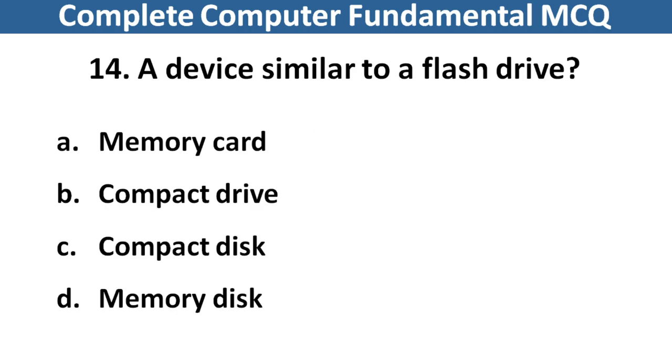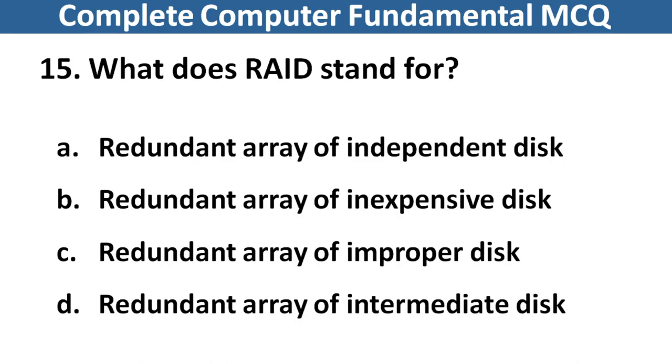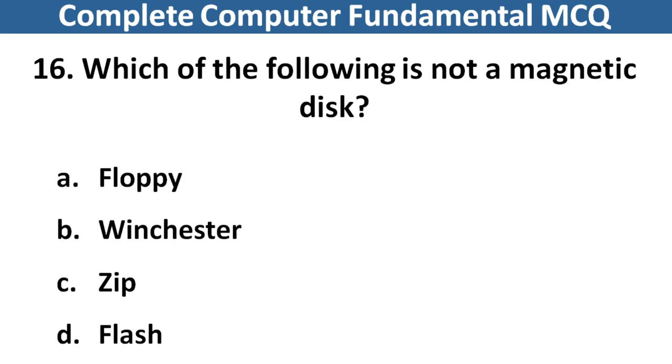Next question, a device similar to a flash drive. Right answer is option A, memory card. Next question, what does RAID stand for? Right answer is option A, redundant array of independent disk. Next question, which of the following is not a magnetic disk? Right answer is options D, flash.